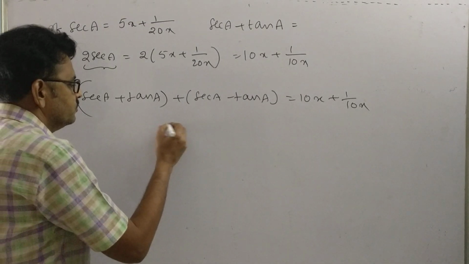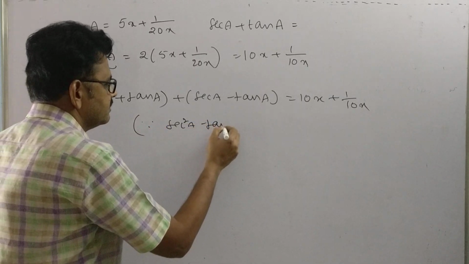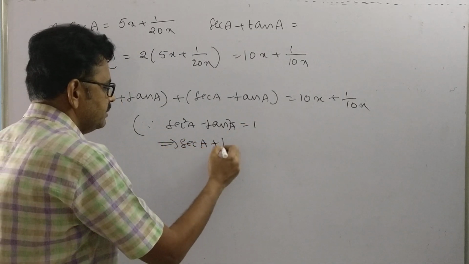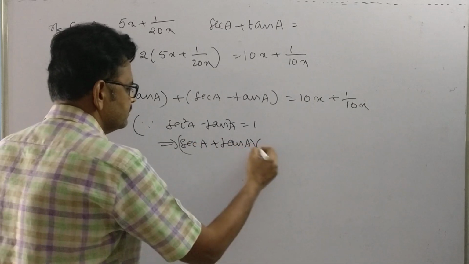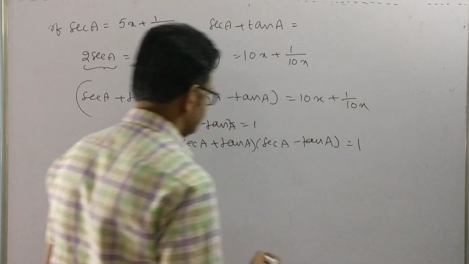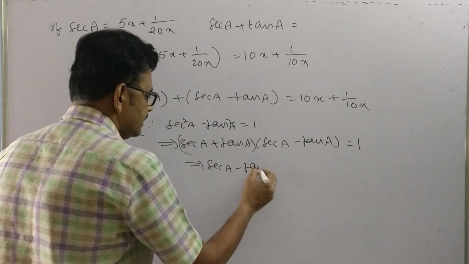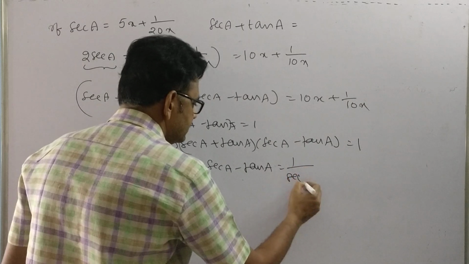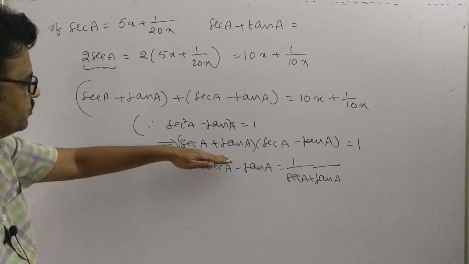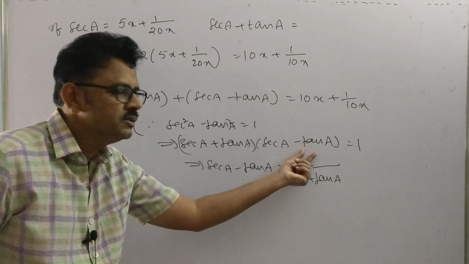Okay, so we know that secant square A minus tan square A is equal to 1. That implies secant A plus tan A into secant A minus tan A is equal to 1. That implies secant A minus tan A is equal to 1 by secant A plus tan A. That is, if the value is 5, it is 1 by 5. If the value is 1 by 5, it is 5.